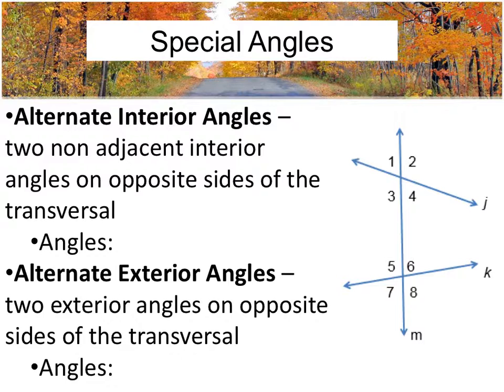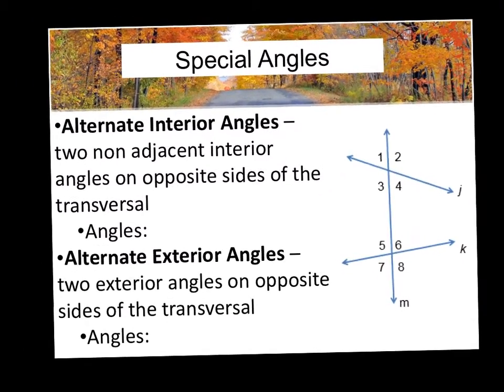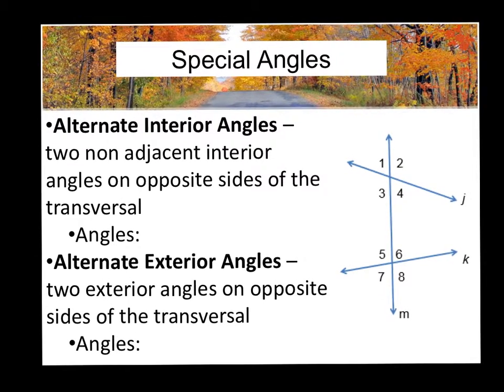Okay, the reason why you need to know interior and exterior is because there are 4 special angles going on in these lines. The first is called alternate interior. Alternate meaning on opposite sides of the transversal, interior being in between the two lines. So alternate interior angles are non-adjacent, they can't be next to each other, on opposite sides of the transversal.